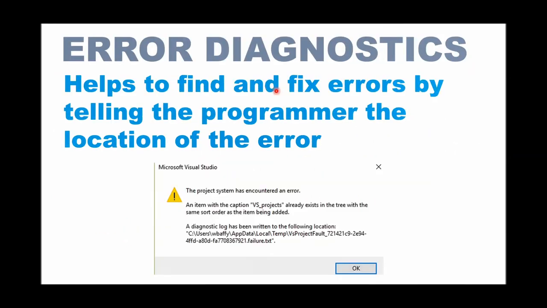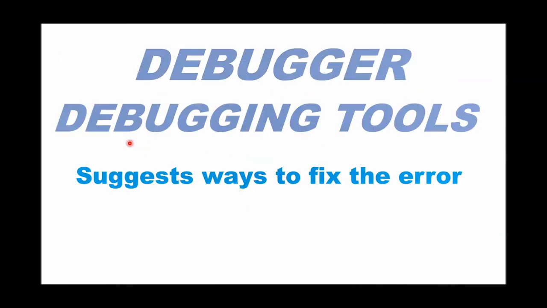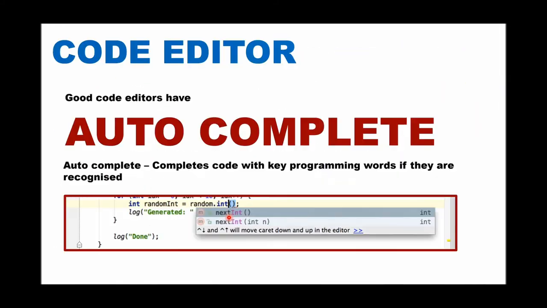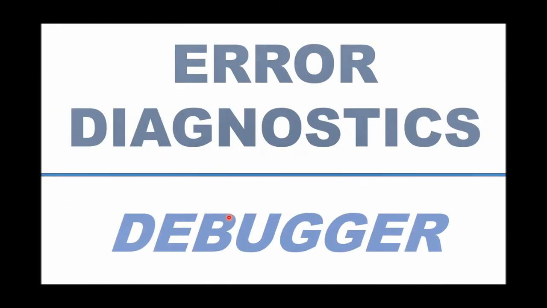Error diagnostics helps to find and fix errors by telling the programmer the location of the error. It tells you the location of the error. Debugger, debugging tools, suggests ways to fix the error. When you are asked about the IDE, think of all of those different areas.